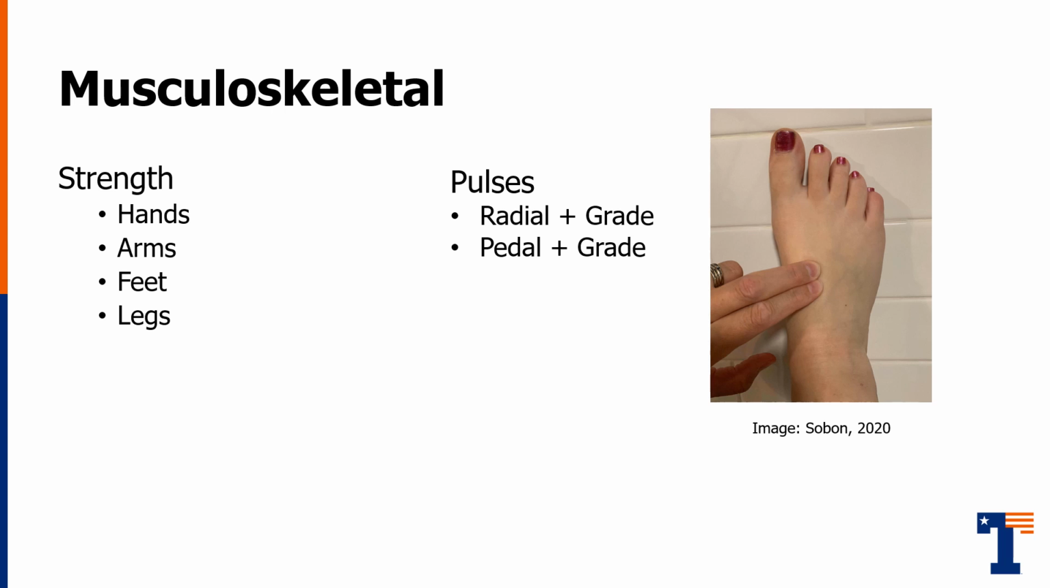And if it's a normal pulse, it'll be 3. If it's light or thready, it'll be a 1. If it's weak, it'll be 2. 3 is normal, and 4 is bounding. So like if there's an issue going on, maybe if the patient's blood pressure is very high or their heart's racing or something like that.